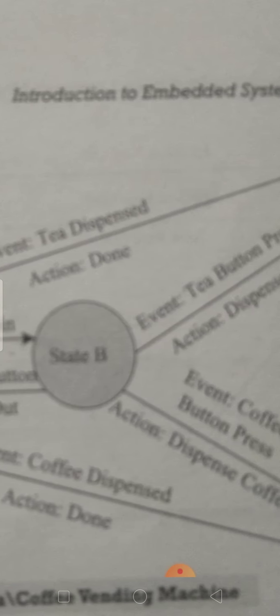That is, inside the circle representing, in this example, state A, state B, state C, state D. State A represents wait for coin, state B wait for user input, state C dispense tea, and state D dispense coffee. This is an example of an FSM model for an automatic tea coffee vending machine.